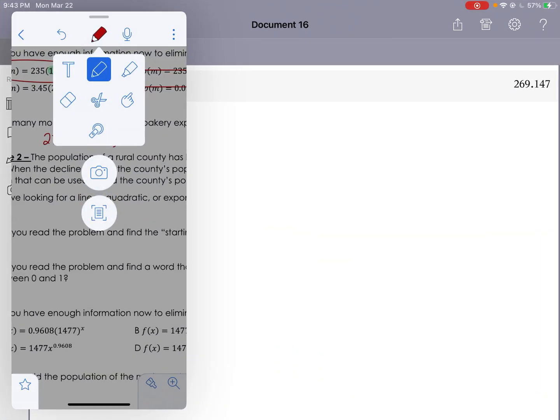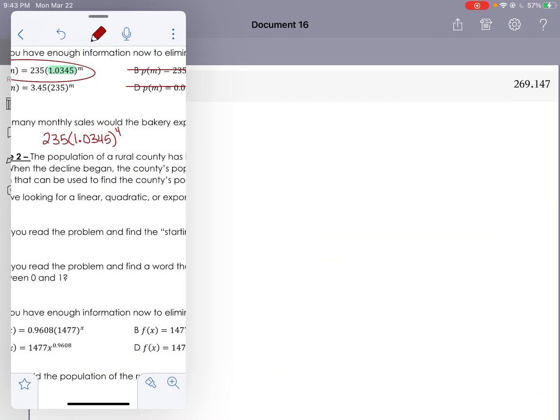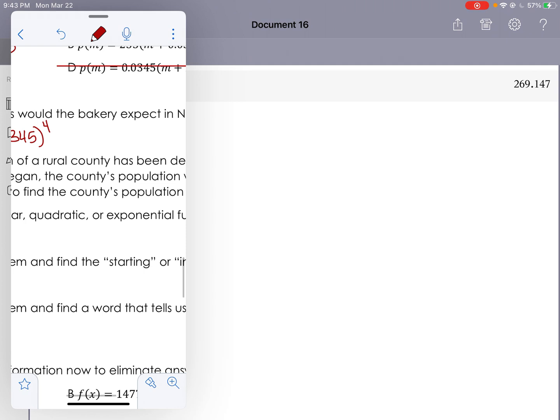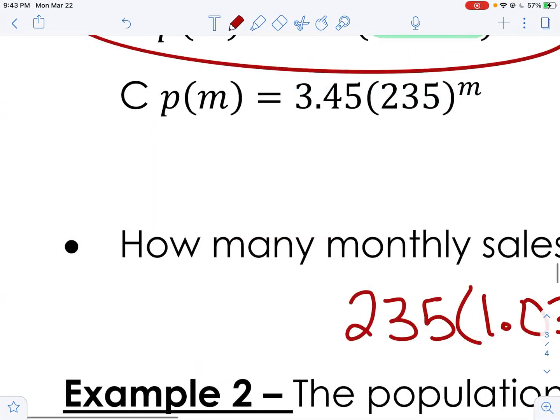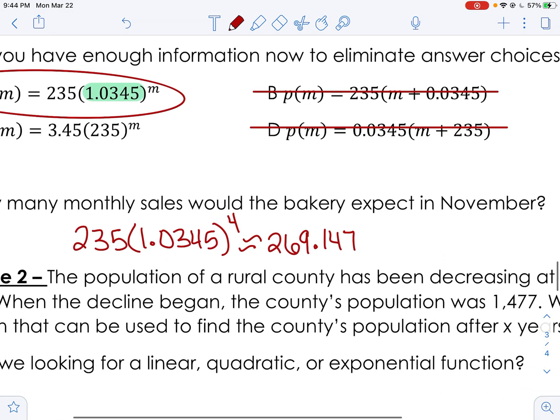So when we do that, I get 269.147. Now let's think about that, okay? If we're talking about cupcakes, can we sell 1/10 of a cupcake? Or a partial amount of a cupcake? No, we can't. So therefore, we need to round to the nearest whole number.